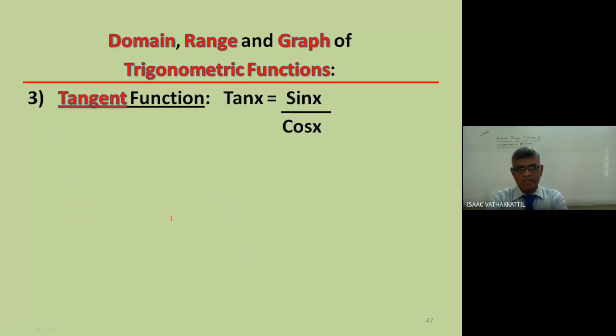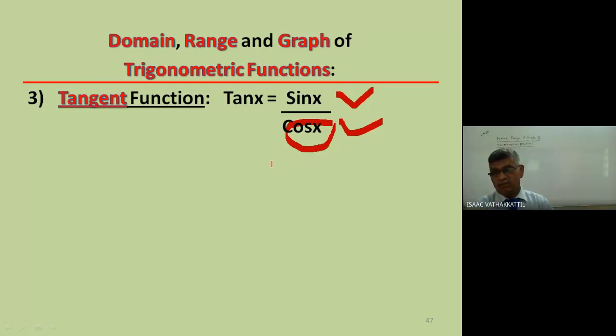Now we go for the tangent function. We call it the tan function. Tan x is sin x by cos x. You know, a fraction is defined only when the denominator is non-zero. Sin x and cos x both have the domain R itself. When you take the fraction, it is the intersection of the domains minus the zeros of the denominator. That is how we define the ratio of two functions.